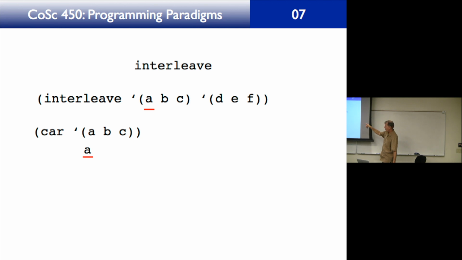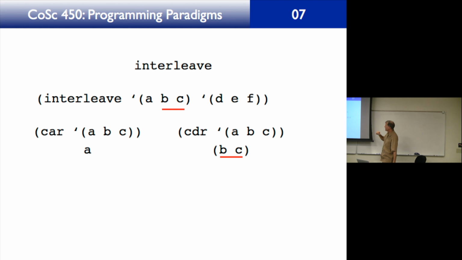That guy, the car of the first one. Are you with me? Is everybody with me on this? So does everybody see that the car of A, B, C is the A? Yeah? And what's the cooter of A, B, C? That's the BC. Is everybody with me so far?